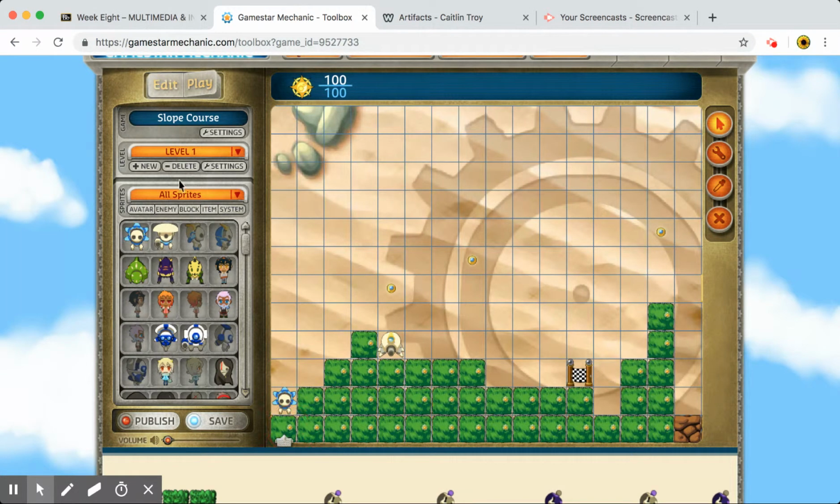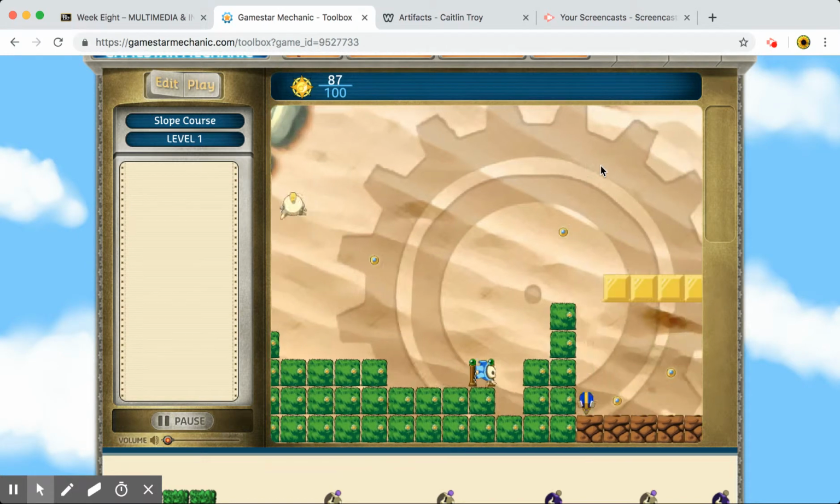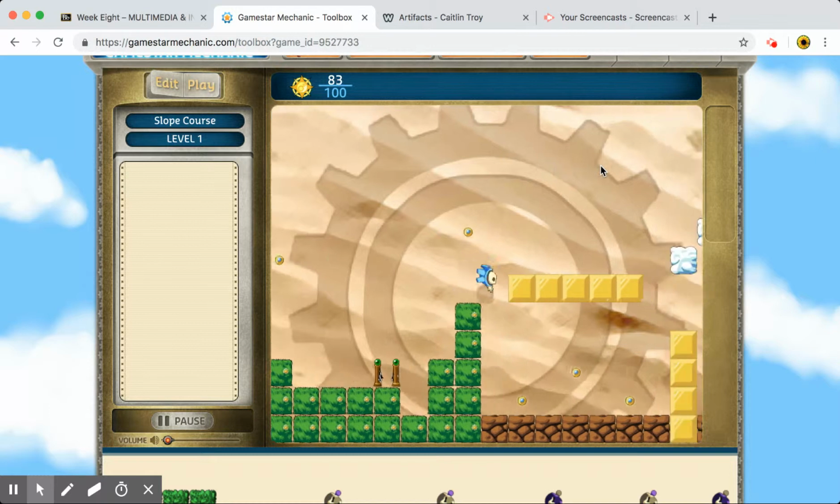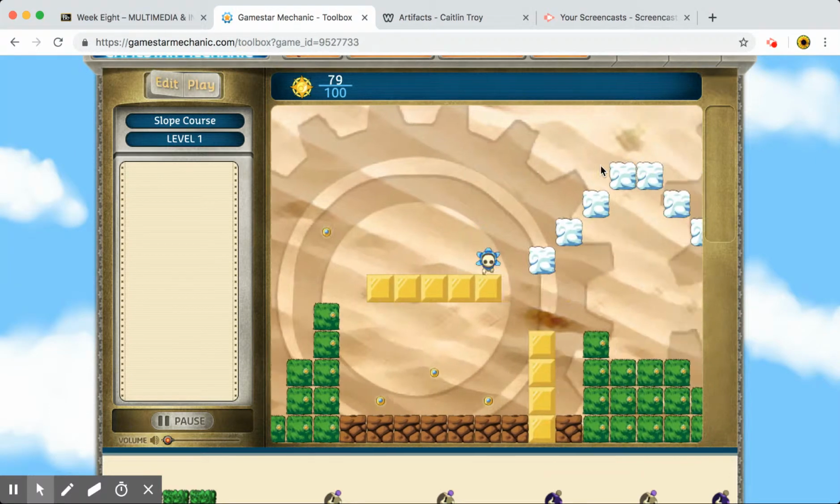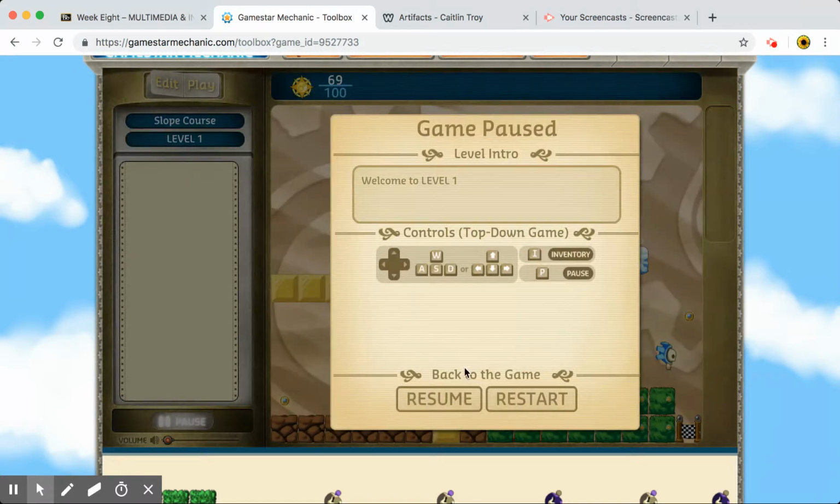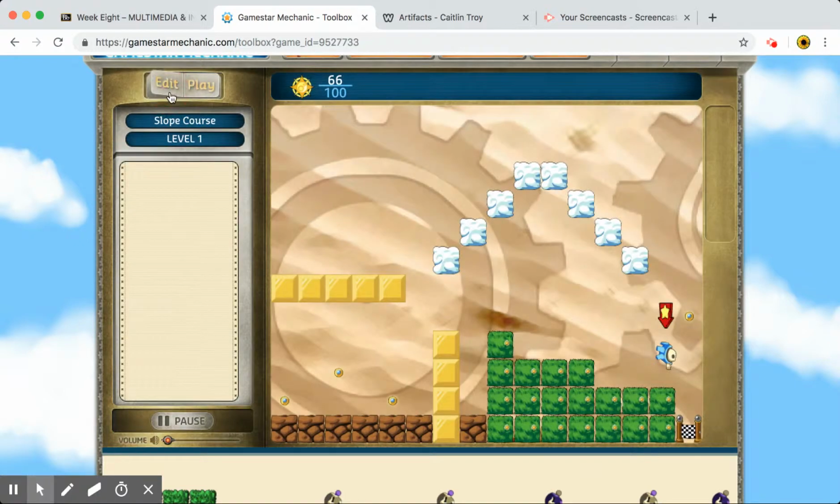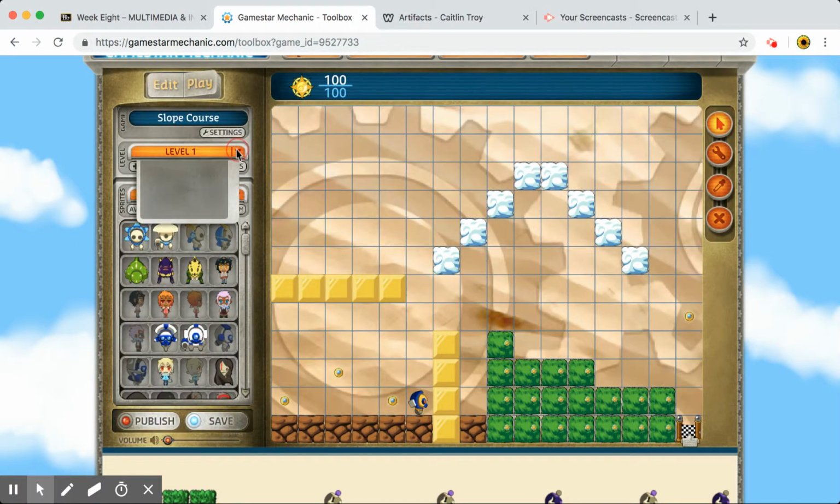So I can just play that, I believe, right there. And so play and just show you again. So they would be going through the course using the avatar, using these different slopes, getting the coins, and then getting to the end. So that's sort of what I envisioned for my level 1 of the slope course. Okay, edit. And now for my level 2.